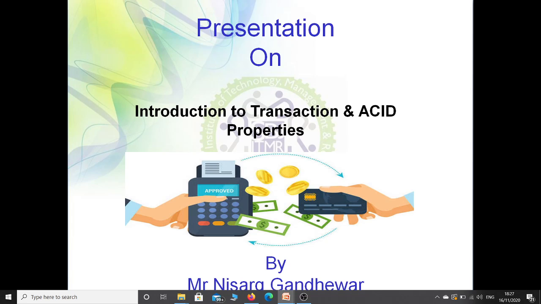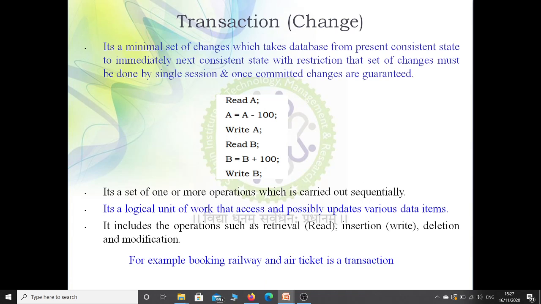So here we try to understand the concept of transaction. There are n number of things related to transactions, and n number of definitions available related to transaction: what is a transaction, why is a transaction used. So in short I can say a transaction is nothing but a change.